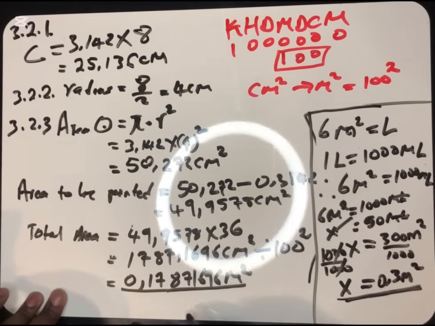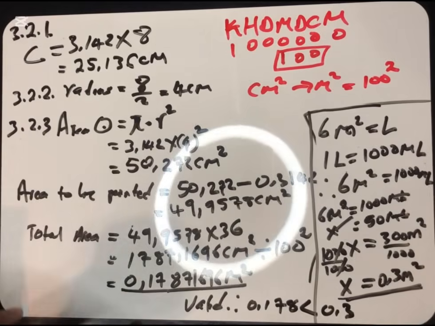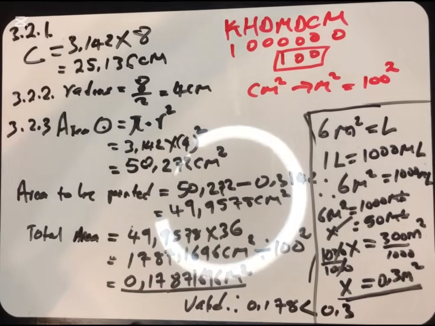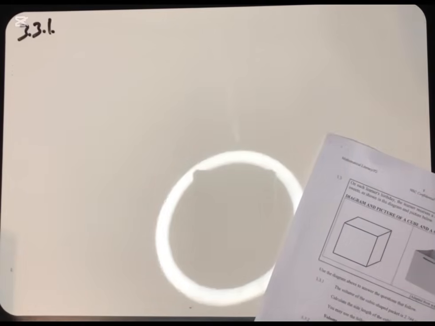So we can say that it is valid because 0,178 is less than 0,3. So this is how we answer this question. Moving to the next question.